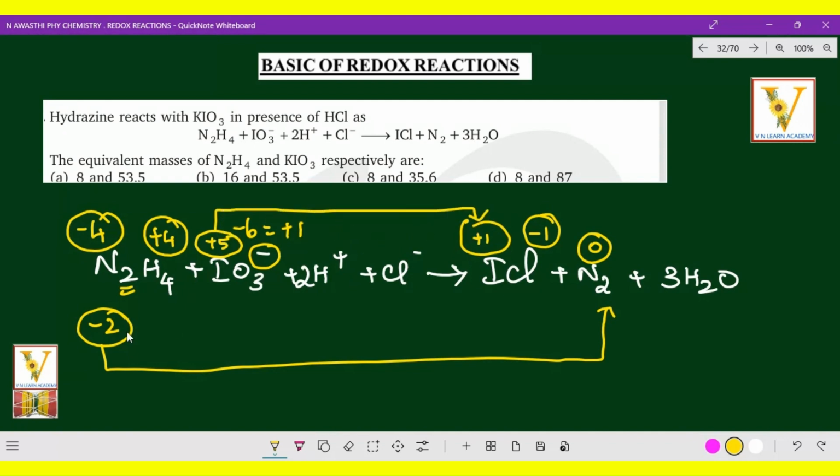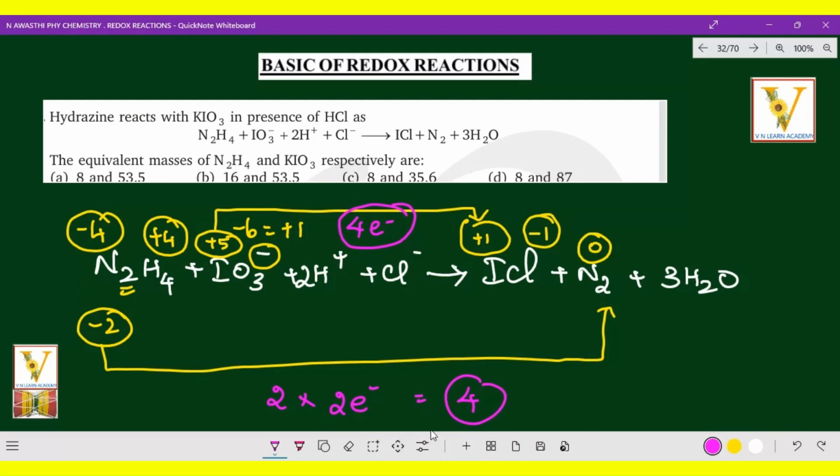So here minus 2 to 0, and here plus 5 to plus 1. So that means we have to identify the number of electrons lost or gained. Plus 5 to plus 1, so here 4 electron change. Electrons lost or gained, that is called the n factor. So for iodine it is 4 electron change, whereas for nitrogen, 2 nitrogen atoms into 2 electron change each, minus 2 to 0. So 2 electrons each, altogether it is 4. Here also 4, and here also what is it?